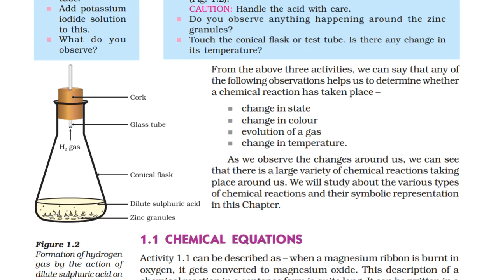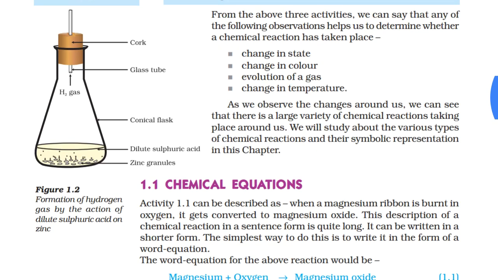अगर उसका स्टेट चेंज होता है, स्टेट मतलब अवस्था, मतलब उसकी स्थिति, कलर चेंज होता है या गैस एवॉल्व होती है या टेम्परेचर चेंज होता है. As we observe the changes around us, we can see that there is a large variety of chemical reactions taking place around us. We will study the various types of chemical reactions and their symbolic representation in this chapter.